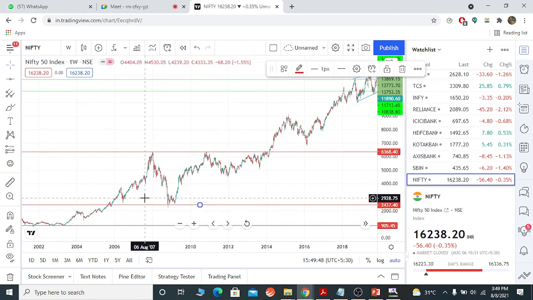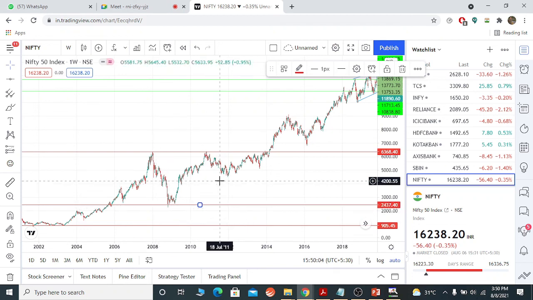There will be corrections, but the economy of a country will always keep growing, so the index will always keep growing. It will always be in an uptrend. So Nifty 50 can be in a shorter-term downtrend, but in the long term, over 50 years or over 100 years, because India is always growing, it will always be in an uptrend.